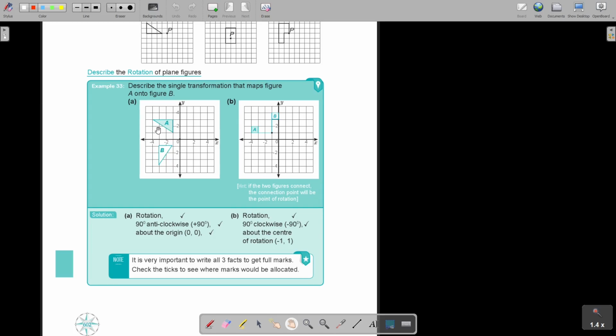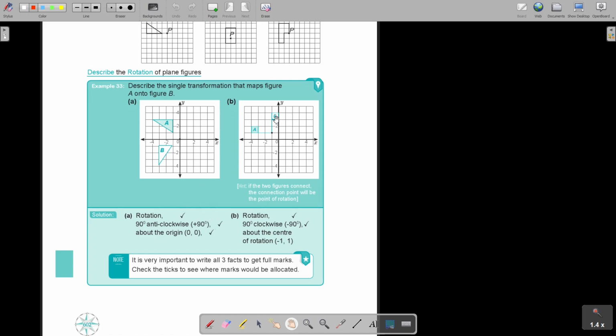Now, remember, clockwise is negative rotation, and anti-clockwise is positive. So a clock goes like this, and that is negative rotation, and that is positive. That's just the way it is. So if I describe it, I must say three things. I must say rotation, 90 degrees anti-clockwise, or positive 90, but you can say anti-clockwise. And then where did you put your pencil to rotate that paper? At the origin, 0, 0.